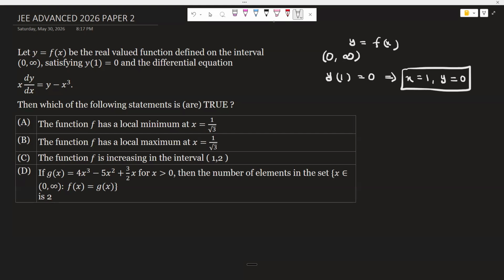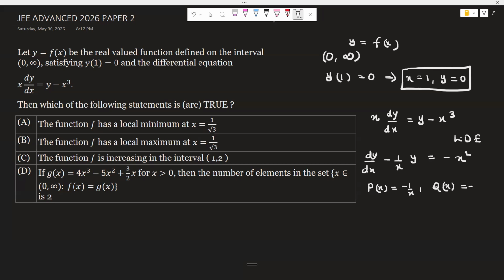Take a look at the differential equation which was given: x dy by dx equals y minus x cube. This is a linear differential equation, LDE. We know how to solve this, so we can rearrange the terms. Then we have dy by dx minus 1 by x into y equals minus x square. Comparing with dy by dx plus p of x into y equals q of x, we get p of x equal to minus 1 by x and q of x equal to minus x square.